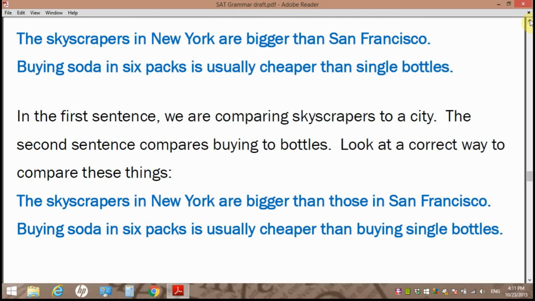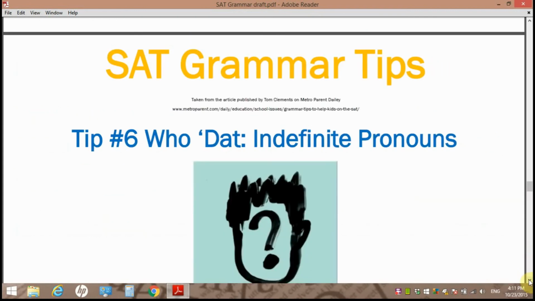Now, again, in most of your daily conversations, the first sentences that we looked at up here, you understand what the meaning is, but to be grammatically correct for the SATs, you have to keep an eye out for those comparison mismatches.